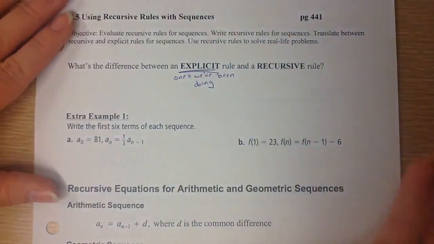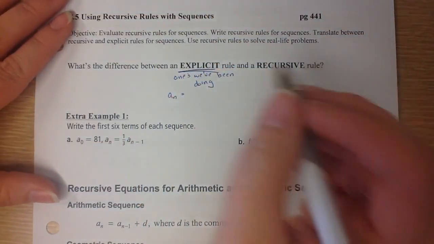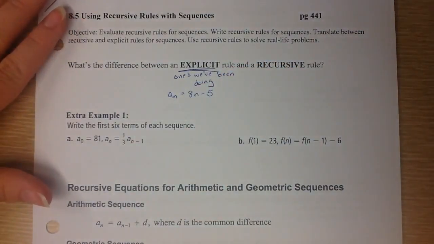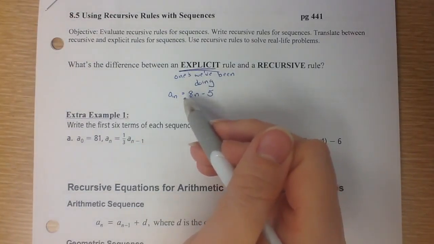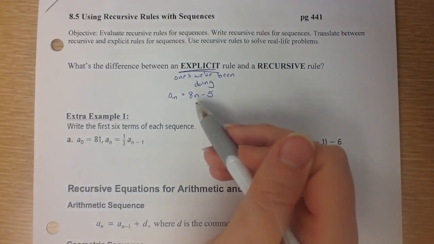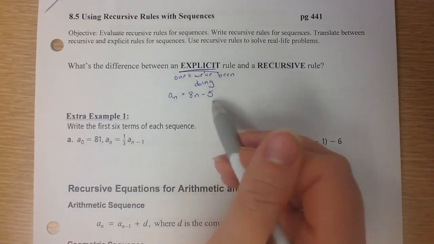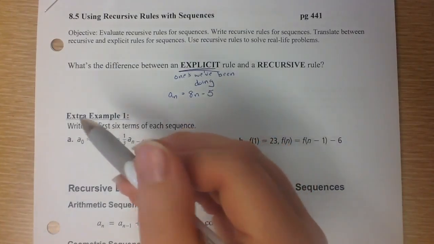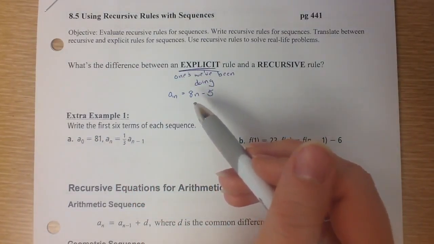What an explicit rule does, for example, when we had an arithmetic sequence that was, let's say, 8n minus 5: if I want to know what the fifth term is, I just put in a 5 for n and it gives me the fifth term. I don't have to know the fourth term to be able to find the fifth term. It's completely explicit, meaning the term value is just related to what term number it is. So if I want the eighth term, I just plug in an 8 and it'll tell me what the eighth term will be.